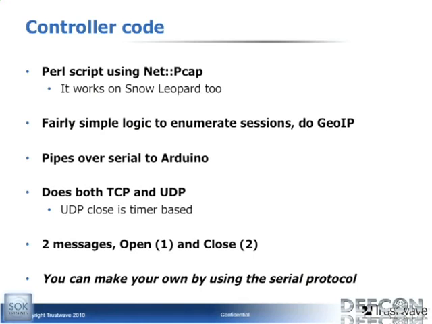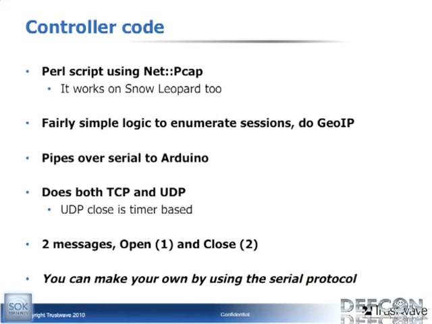Fairly simple. It's using GOIP. I tried to keep the requirements of the Perl script to a minimum, so hopefully it's not too hard to get going. There's only 2 messages, open and close. You can make your own. You don't have to use my Perl script. You could do this in Ruby, Python. You could hook up Scapy to this thing. You can do whatever you want as long as you can talk to the serial port over 9600 baud and send those funny little messages that we were talking about earlier.